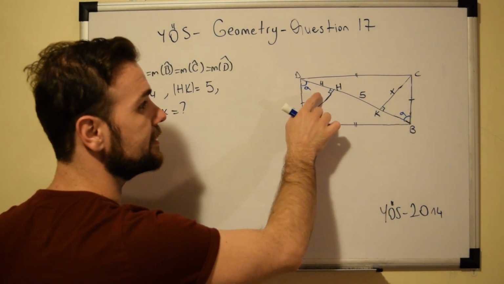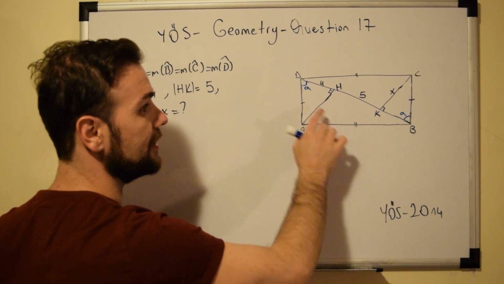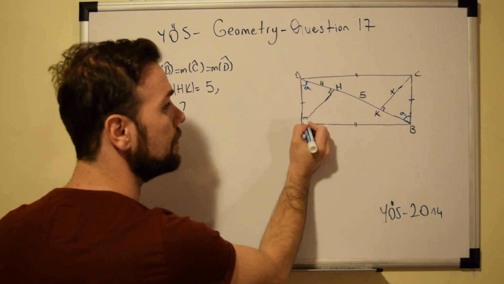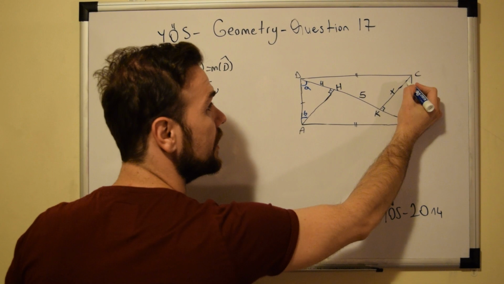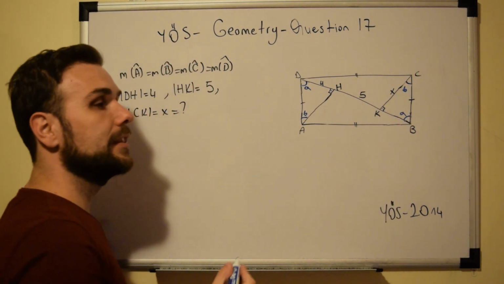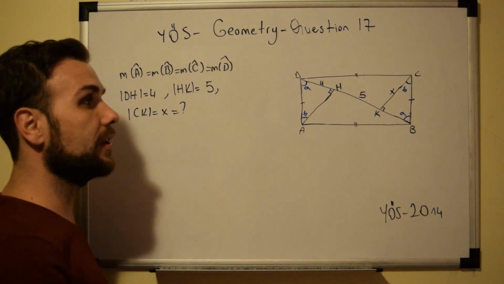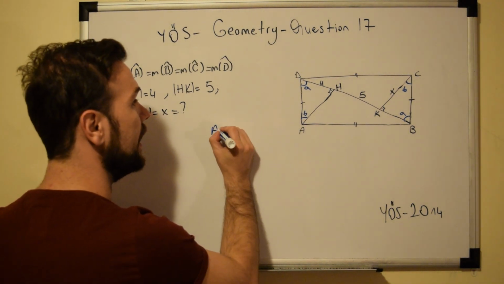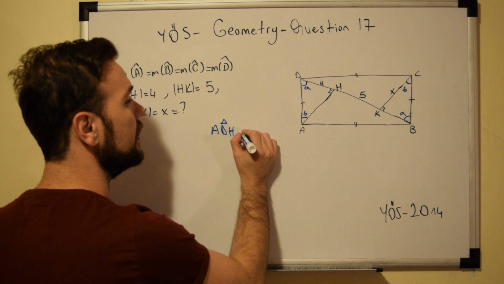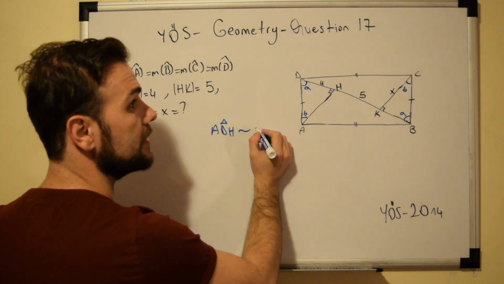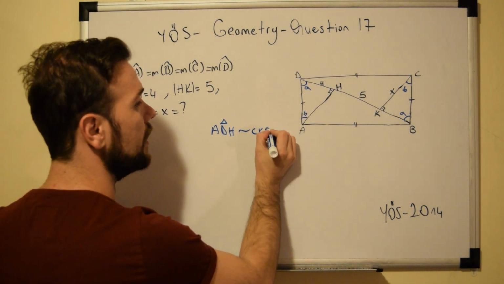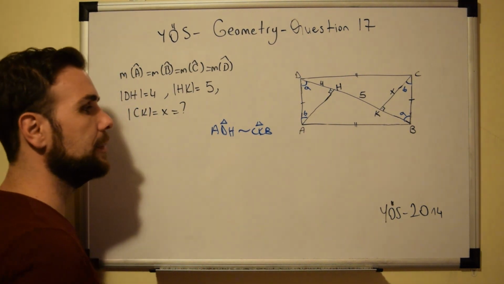So if one of the angles is A and the other angle is 90 degrees, and they have the same angles, if I name this angle B, also this angle will be equal to B. Now what do we see here? We see that we are dealing with two similar triangles. So triangle ADH is similar to triangle CKB.